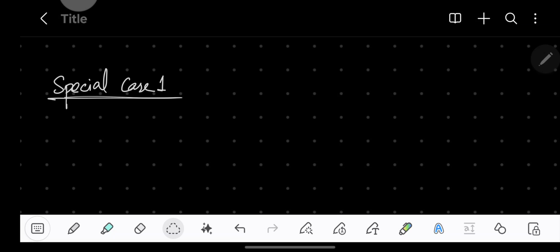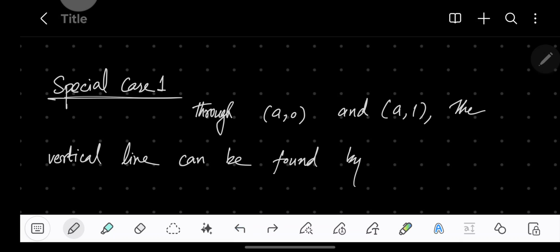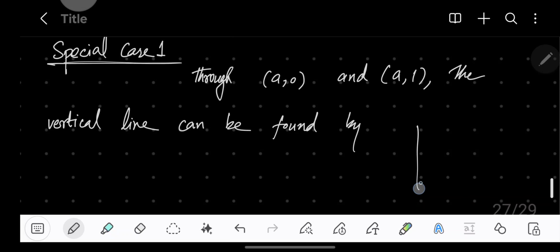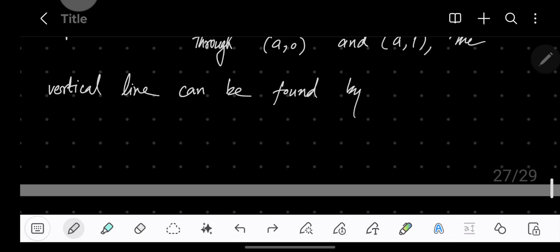Now there are some special cases. The first special case is when you have 2 points and those points are vertical. For example, A0 and A1. This is the scenario. For example, this is A0 and this is A1. So they are vertical. If this is the case, then we can find their equation of line, which is called the vertical line.